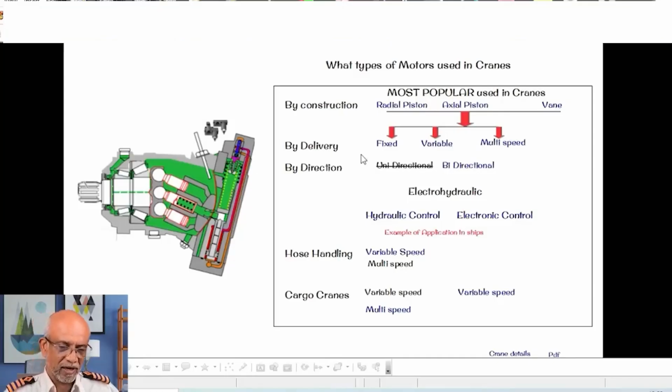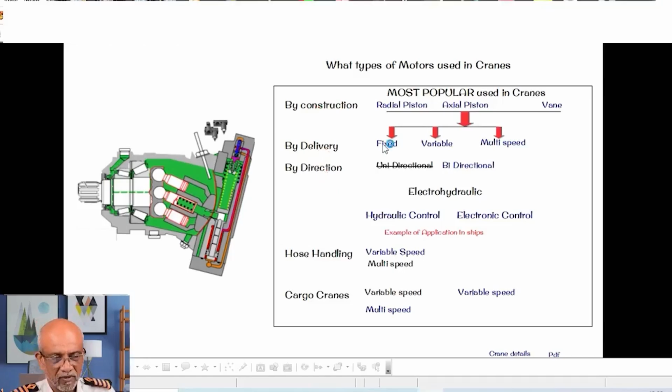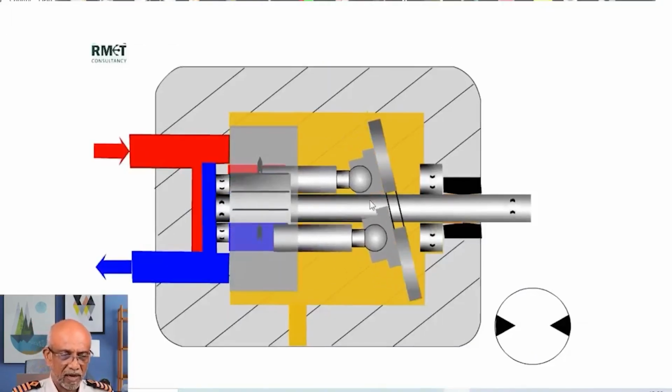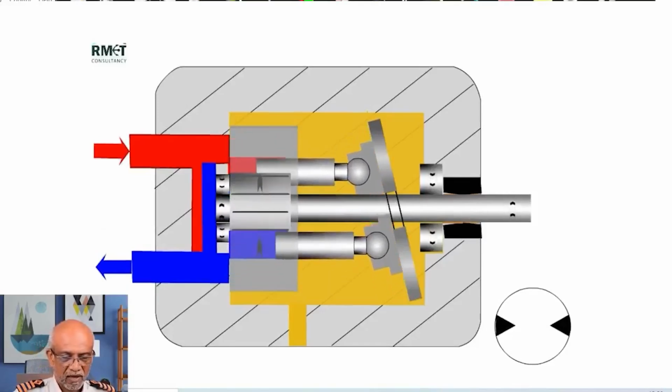and the next question I am going to ask is, what are the types of motors which are used in cranes? Now we are going to, again, as we did for the pumps, do it in a very organized and systematic way. And that being, I am going to say by construction, by delivery, by direction, and then we are going to look at some examples. Even those who are sailing, very senior people, are getting mixed up and they are probably not aware.